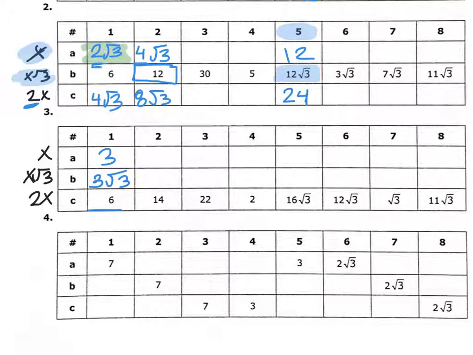Same thing with a hypotenuse of 14. My short leg's going to be half of that, making it 7. And my long leg's going to be 7 square root of 3.